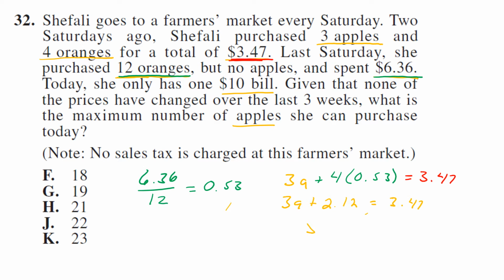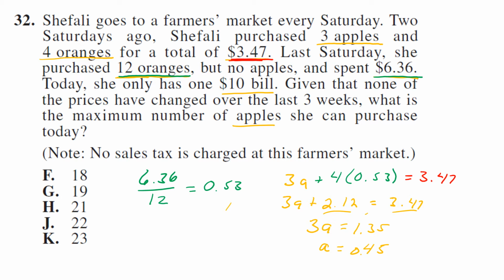We get 3 apples. That's a terrible 3. Let's erase that. So we have 3 apples equals 1.35 because we subtracted 2.12 from each side. So 1 apple equals 0.43 cents. Nope, did my math wrong. 0.45 cents. So how many apples can she buy?